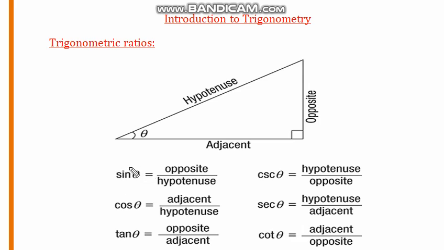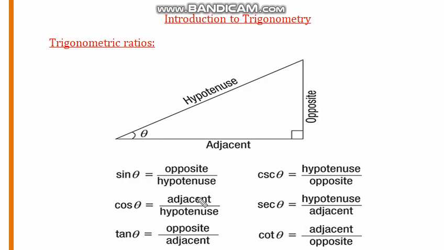Now try to know the ratios of trigonometry. The first one is sine theta, which means opposite divided by hypotenuse. The ratio of opposite divided by hypotenuse is named sine theta. Here theta represents the angle, whether it is 30, 40, or whatever.